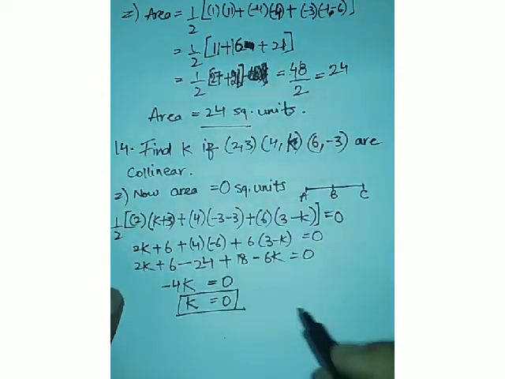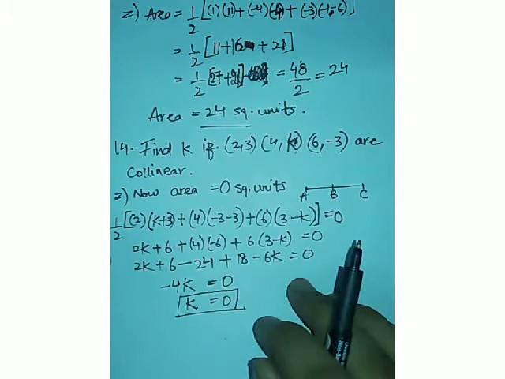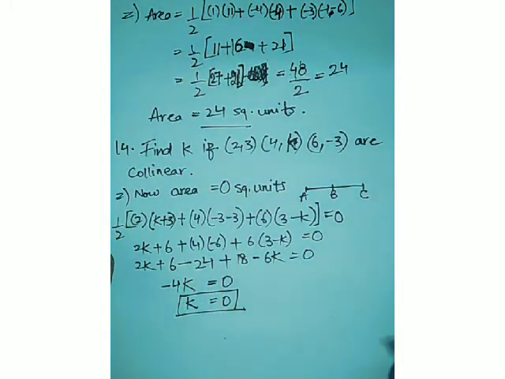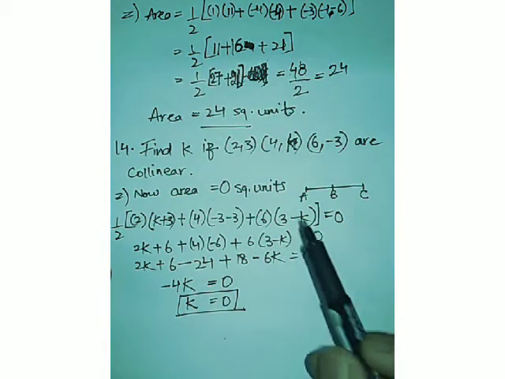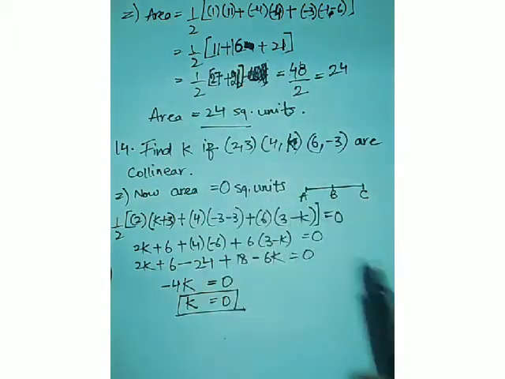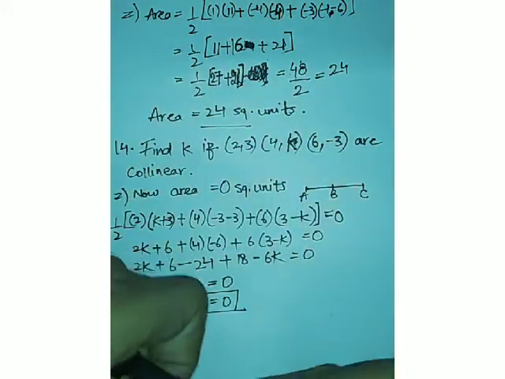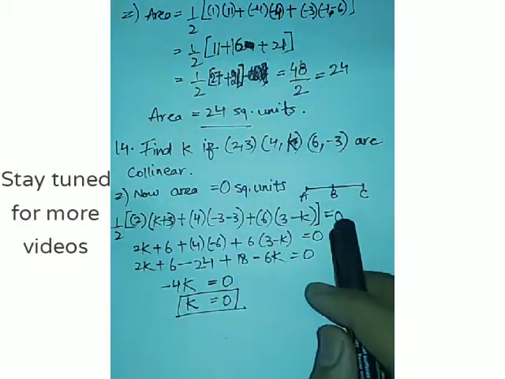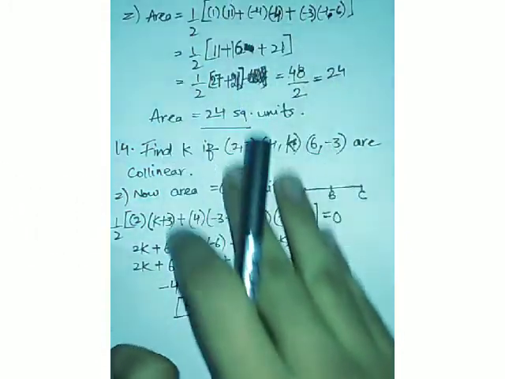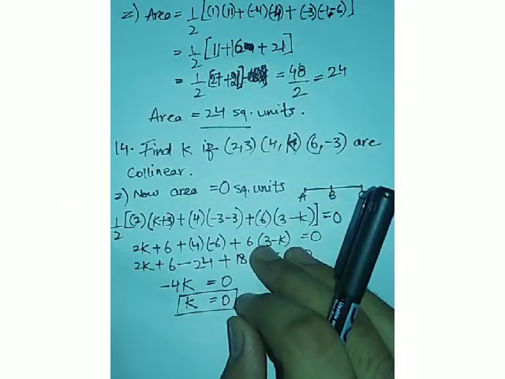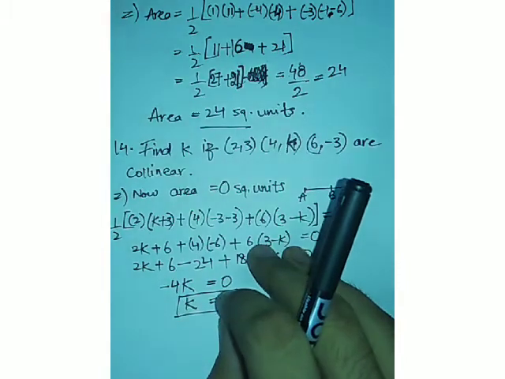We have to find the value of k, and we have found the value of k by equating the area to 0 only. So this is how you have to apply the concept of collinearity in this exercise. All right, let's move to our next and last example of this chapter. After that you will be able to do each and every sum of this chapter very easily.